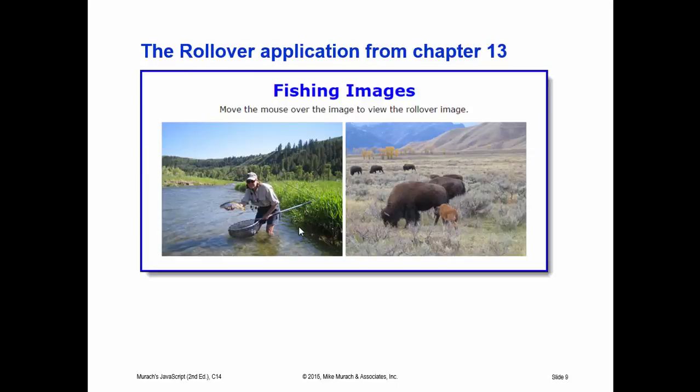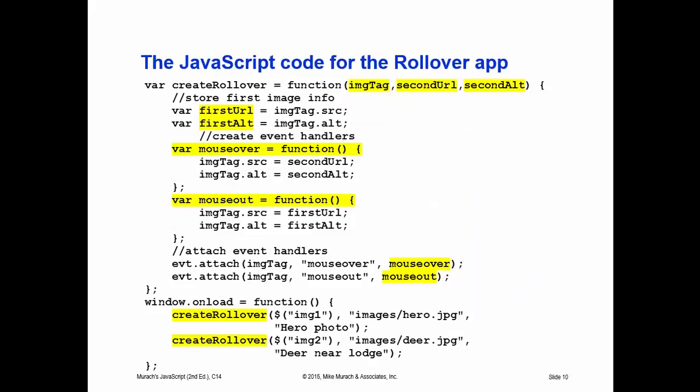So they go back and they recreate the rollover application from Chapter 13. In fact, the rollover application in Chapter 13 included closures. So the code for this is shown right here. The create rollover function contains two inner functions, one called mouseover and one called mouseout. Each of the inner functions refers to the local variable of the outer function.